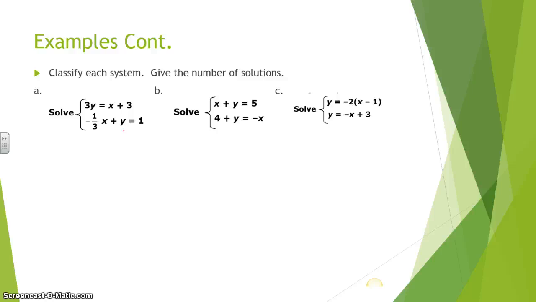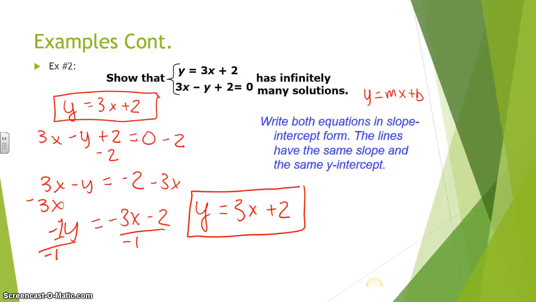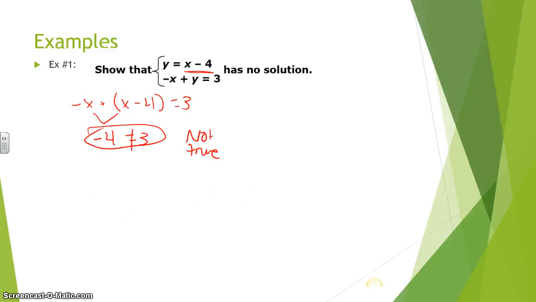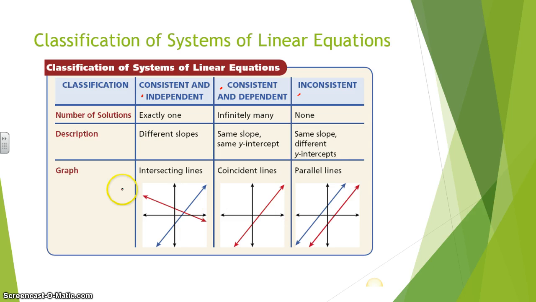Now we're going to classify the systems and give the number of solutions. So you really need to look back at this chart to help determine how many solutions we're going to find. And then we need to classify whether it's coincident and independent, coincident and dependent, or inconsistent.